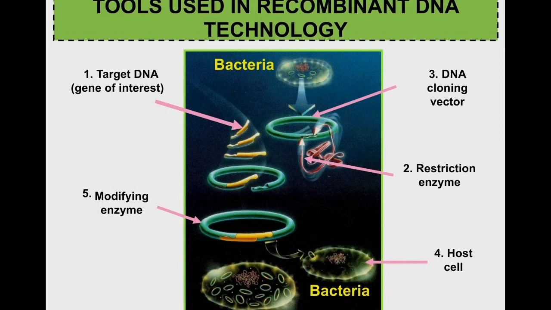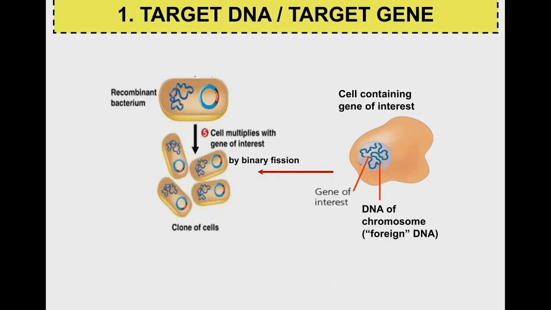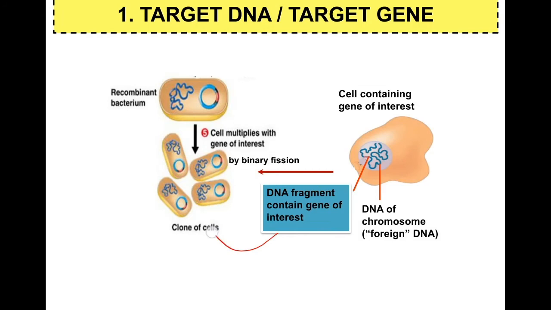Tools used in recombinant DNA technology are target DNA or gene of interest, restriction enzyme, DNA cloning vector, the host cells, and the last one is modifying enzyme. What is target DNA or target gene? Target gene can be defined as DNA fragment containing gene of interest to be cloned.